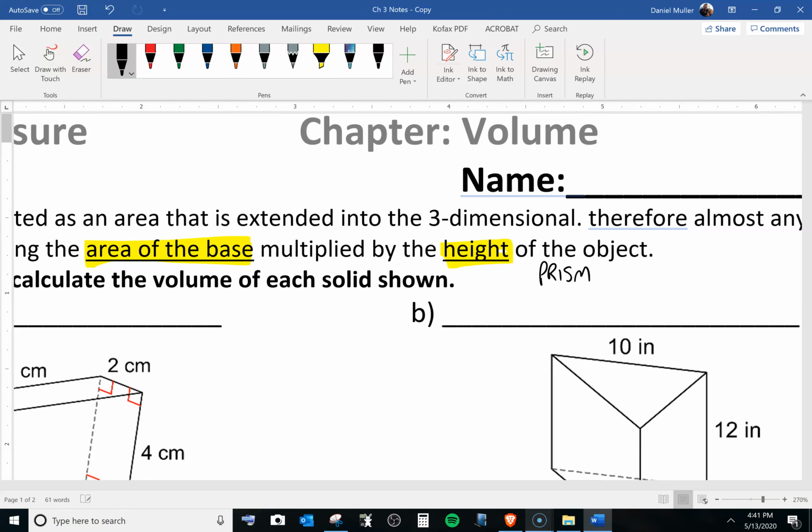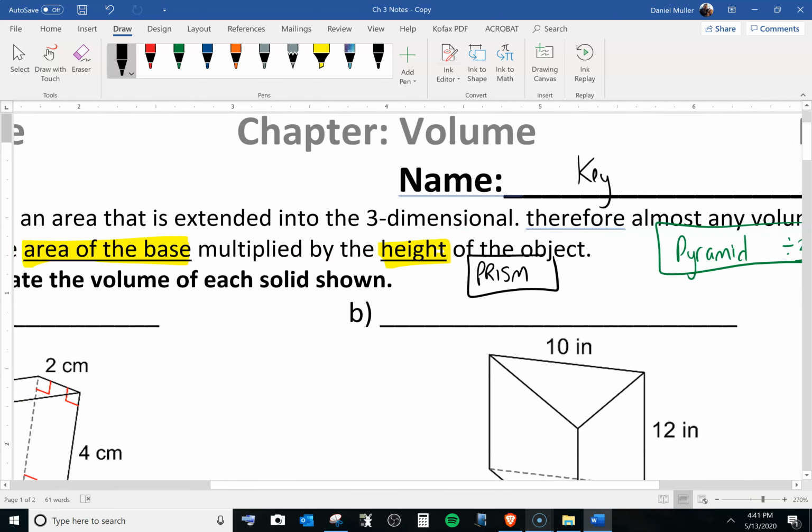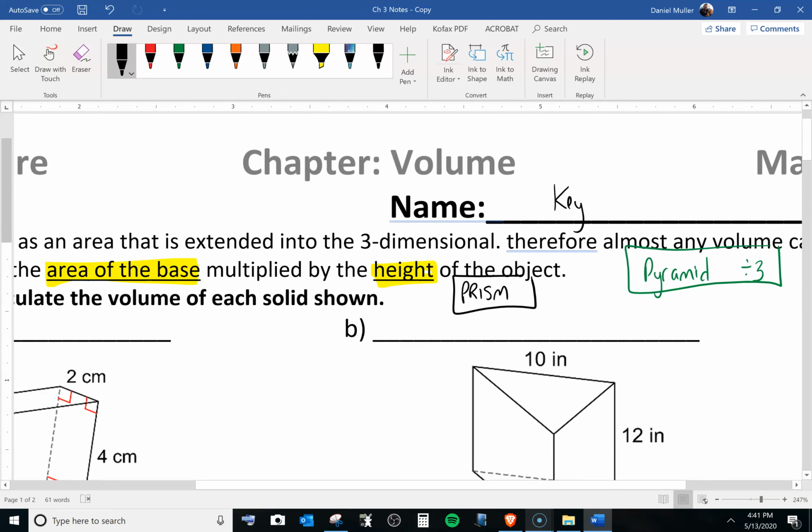This is really important. If you want to find the volume of a pyramid, if it comes to a point, easy enough, do the same thing, but then you have to divide that by 3. So that's what we're going to need to do if it's a pyramid and comes to a point. If it's a prism, then it's the area of the base times the height.